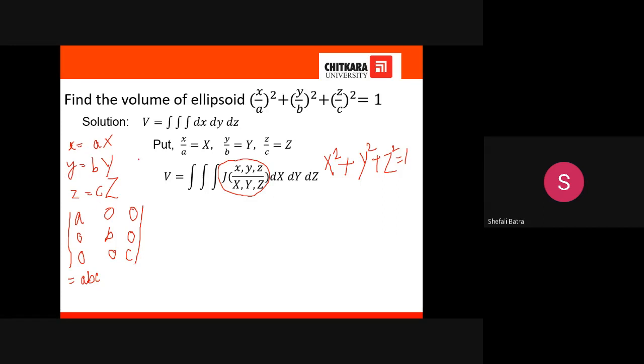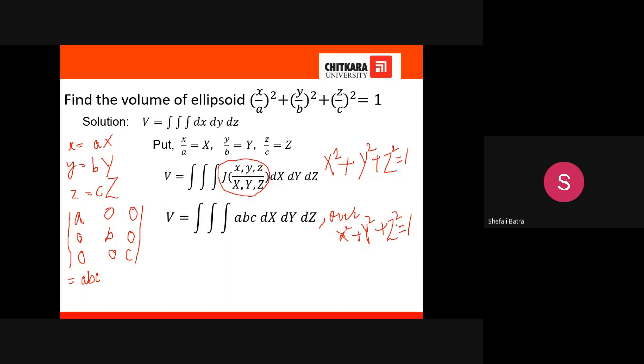So in one change of variable, you are using the Jacobian over here. So it becomes triple integration abc dx dy dz over x square plus y square plus z square is equal to 1, over this sphere. Right, after that, this question has become: evaluate this integral over the volume of the sphere.